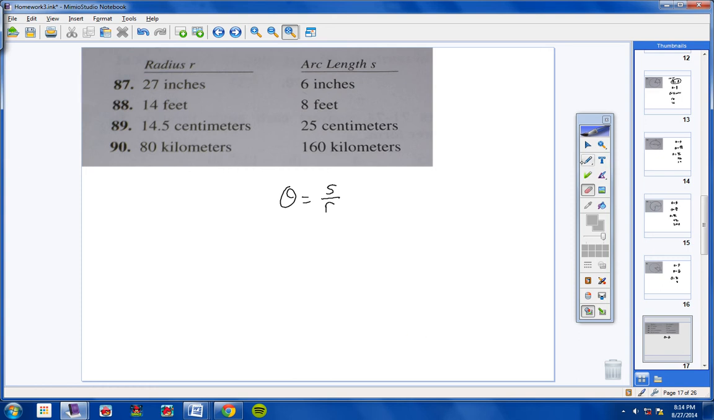Okay, moving on to number 90. Let's find the central angle theta. So theta equals arc length, which is 160 kilometers, over 80, which is your radius. Of course, 160 divided by 80 is simply going to be 2. So your answer is 2 radians. All right, moving on now to the next section.